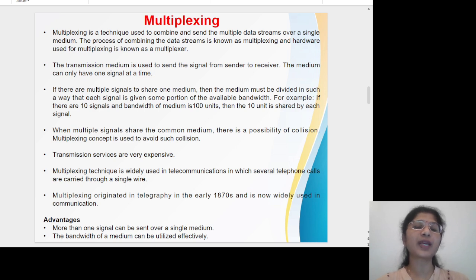Transmission services are very expensive, so multiplexing is used, and in telecommunication, several telephone calls are carried through a single wire. Multiplexing originated in telegraphy in the early 1870s and is now widely used in communication. The advantage of multiplexing is that more than one signal is sent over a single medium, and the bandwidth of the medium can be utilized effectively.